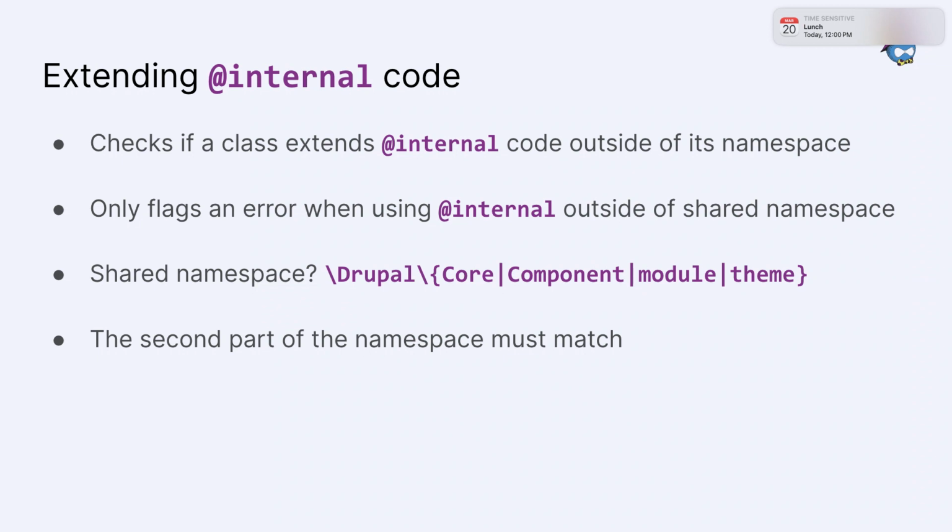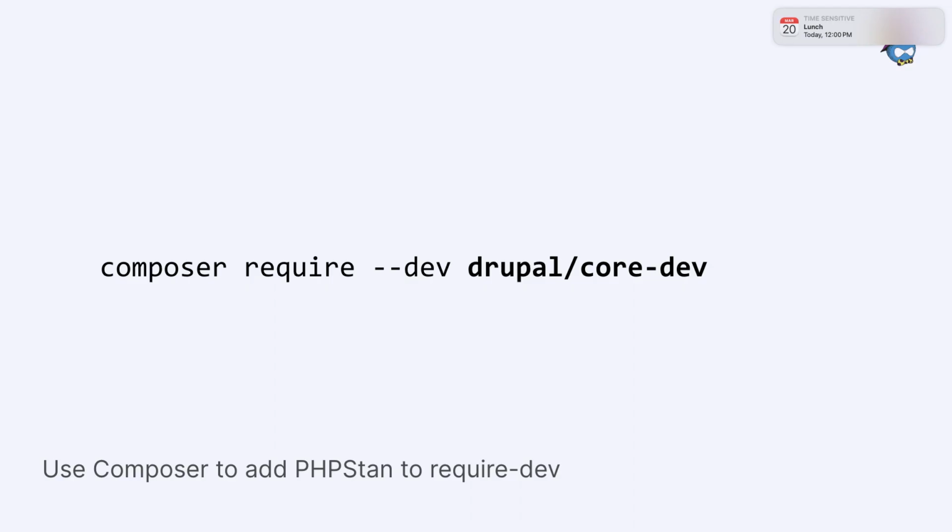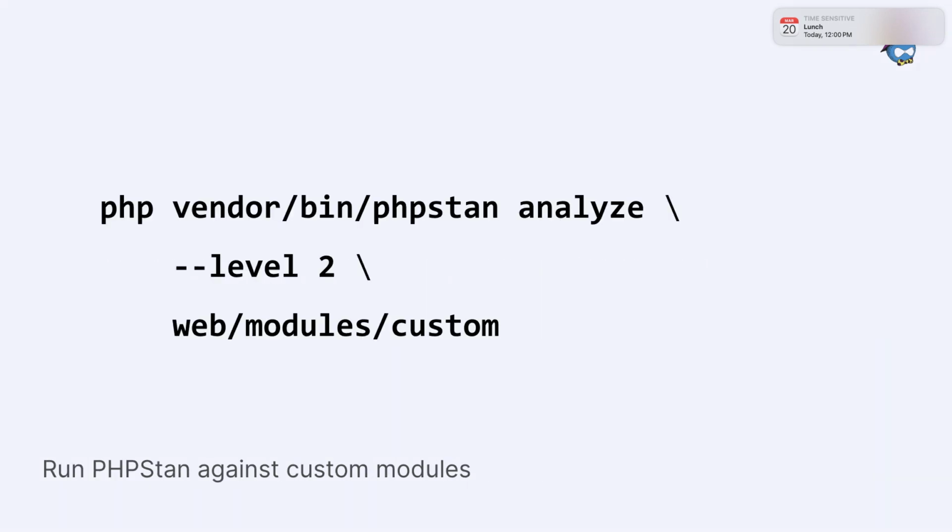So the second part of the namespace must match, because it's a general pattern. Drupal's always the root part of the namespace, and then it's the module name, core component, or the theme, and that's the rule for that. So you saw how it's going to make your code so much better. And again, let's just show how to add phpstan to your code base. You just have to require the core dev meta package, and then run the analyze command with the level.